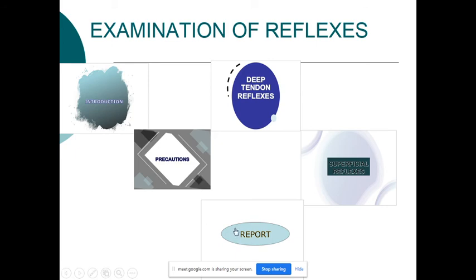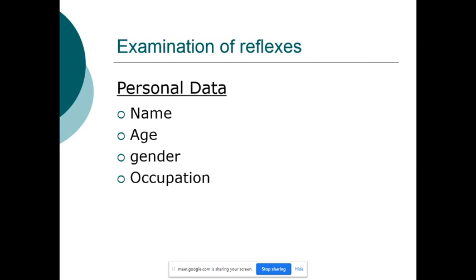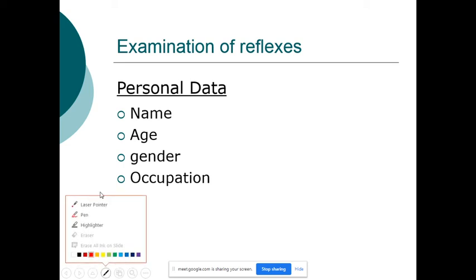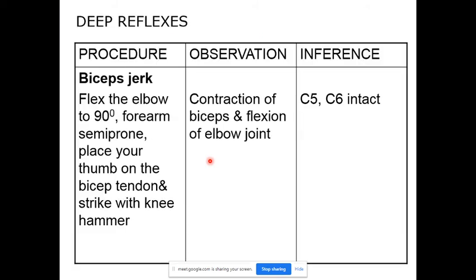So the last thing is the report. This is what you have to write in your record. Examination of the reflexes. Write the personal data of the patient, and this is the table you have to make, three columns. First you will do deep reflexes followed by the superficial reflexes.